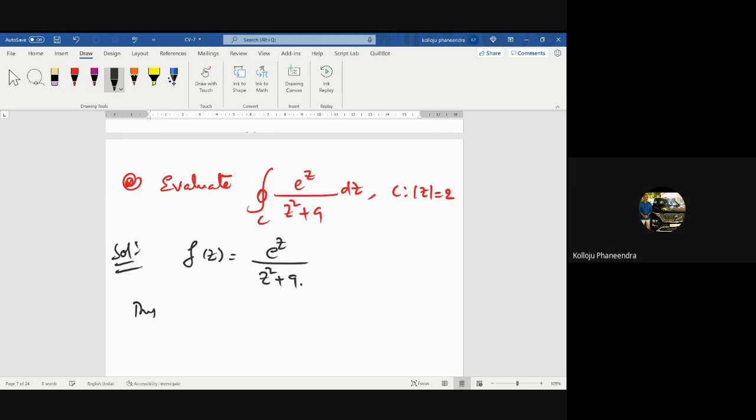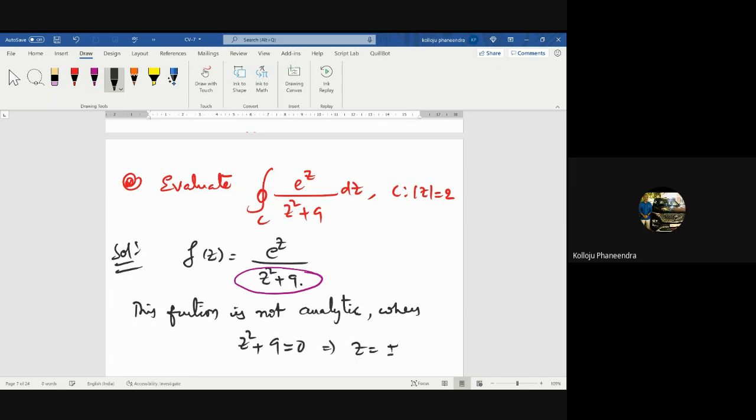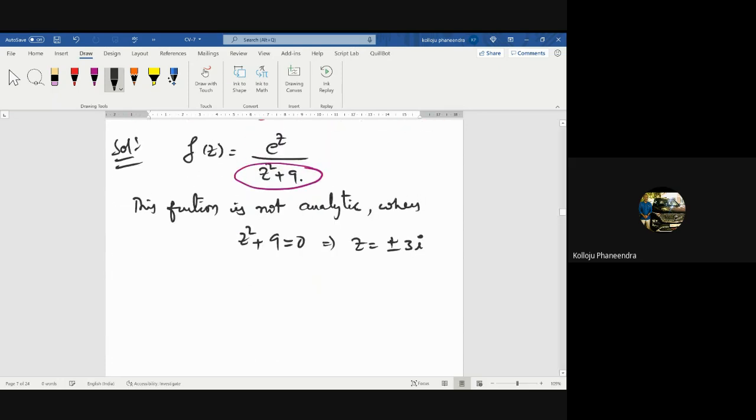This function is not analytic where the denominator is equal to 0, that is, when z square plus 9 equal to 0. That means z equal to what? Plus or minus 3i. Therefore, z equal to plus or minus 3i are the singularities.